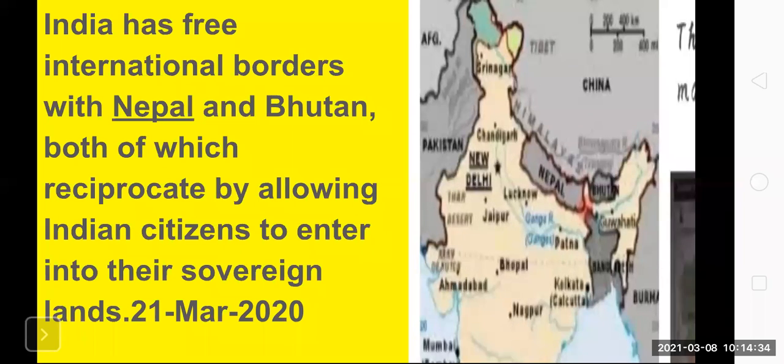Okay, the correct answer is: India has free international borders with Nepal and Bhutan, but Bhutan is not present in the option. It means Nepal is the correct answer. Both of which reciprocate by allowing Indian citizens to enter their sovereign lands from 21 March 2020. So see, students, in Nepal and Bhutan, our nation's citizens can move from one country to another.